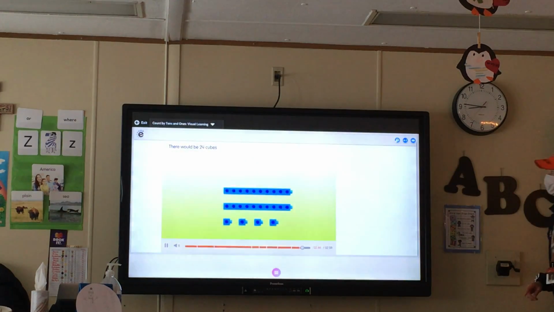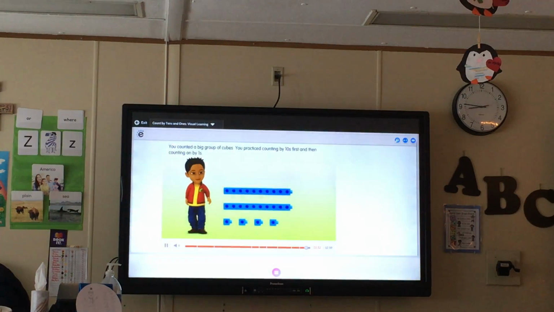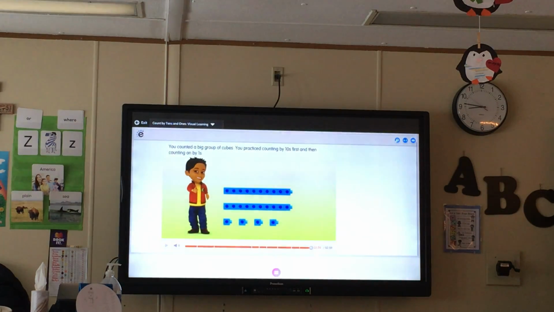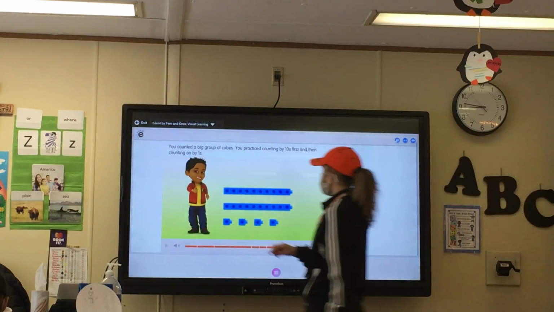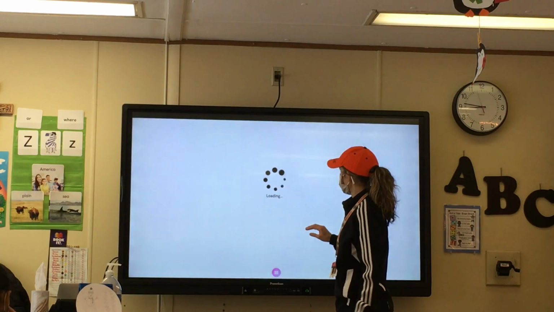There would be 24 cubes. You counted a big group of cubes. You practiced counting by tens first, and then counting on by ones. Awesome. Okay, so get your name on this paper. Let's start with the front page. All right, you guys are pretty good with this, so now let's practice it.